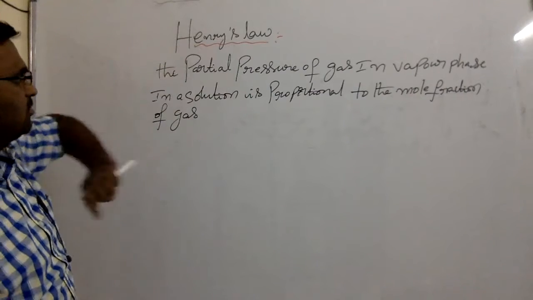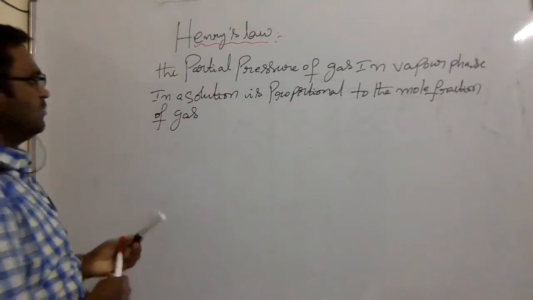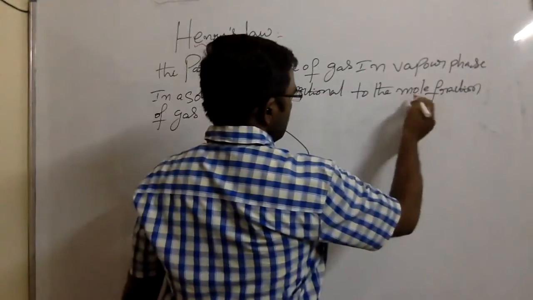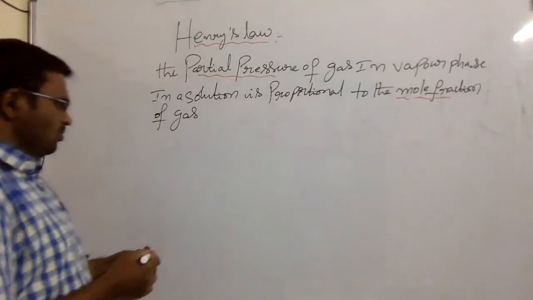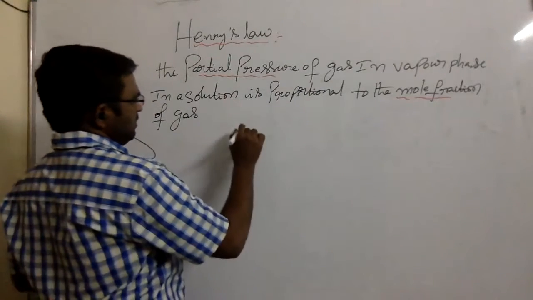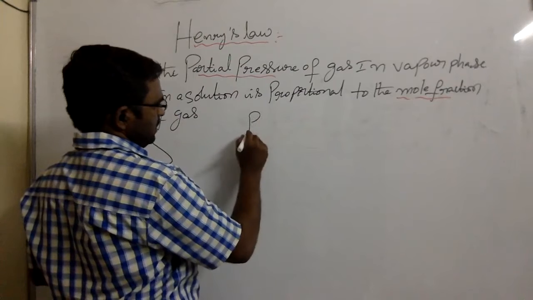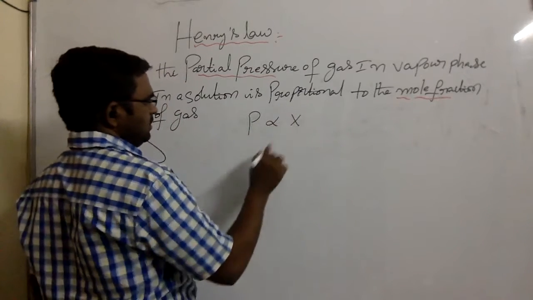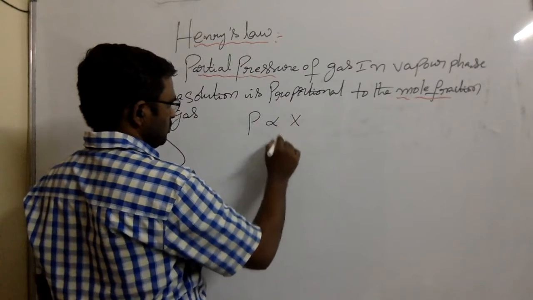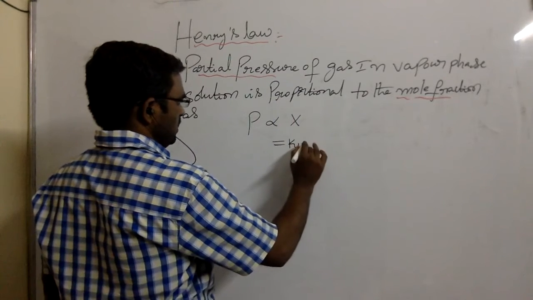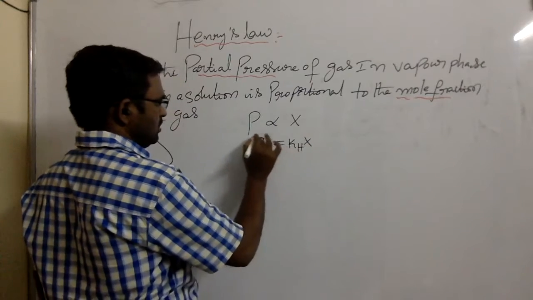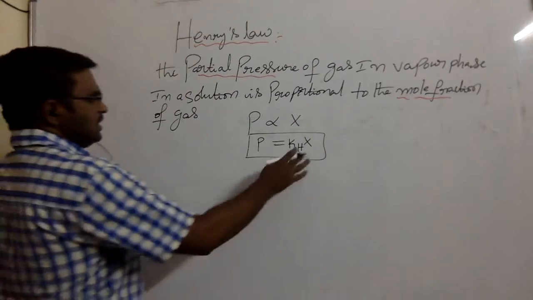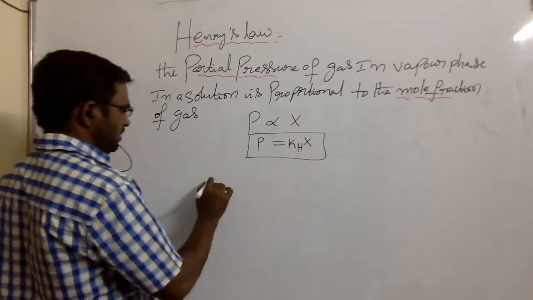See, students, Henry's law describes the mathematical relation between partial pressure and mole fraction of the gas. According to the definition, P, the partial pressure, is directly proportional to the mole fraction. Now I write a constant to remove the proportionality, that is Kh, Henry's constant. This is Henry's equation.